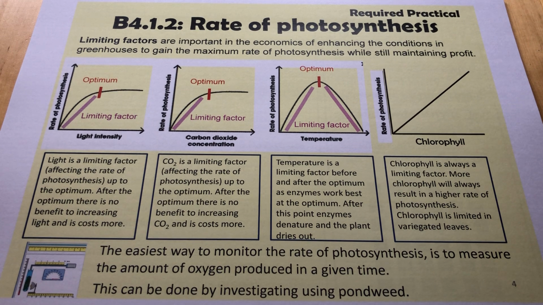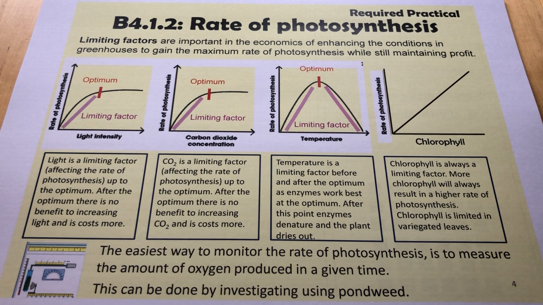We can count bubbles as they're released from the pondweed for a minute. So we can look at the volume of oxygen produced in a fixed period of time, or we could count bubbles of the oxygen produced in a fixed period of time, probably a smaller period of time if we're counting bubbles. Okay, so we talk about the limiting factors of photosynthesis.